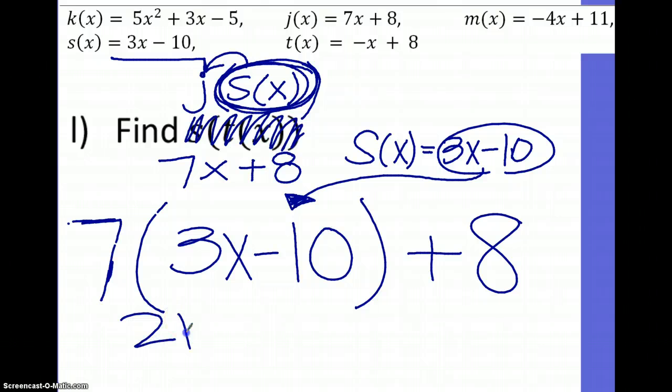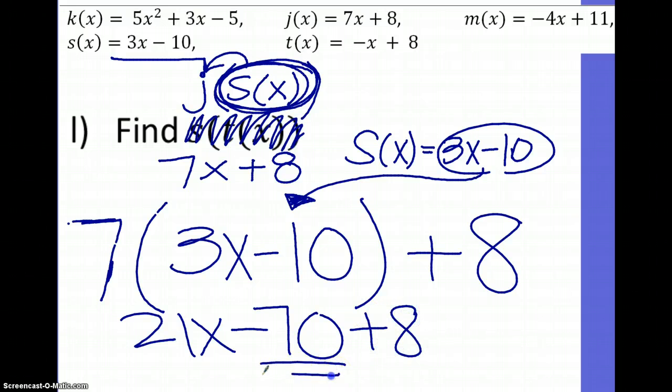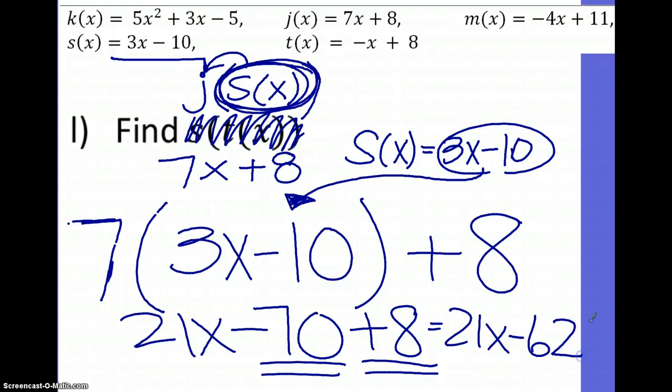Again, distribute. So 21x minus 70 plus 8. And then combine your like terms. So 21x and negative 70 plus 8 is negative 62. That's your final answer.